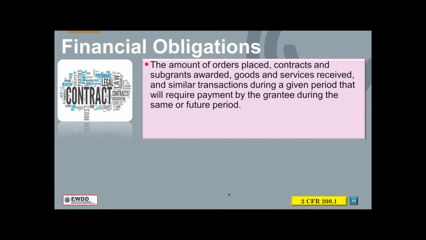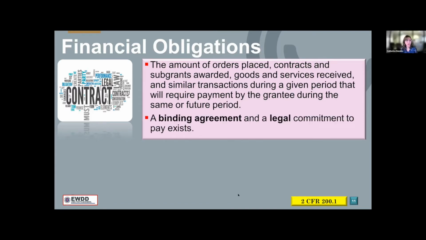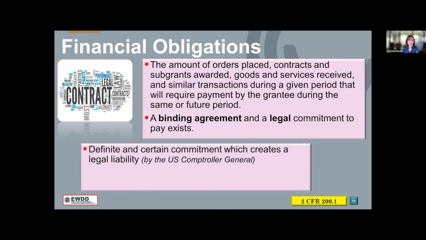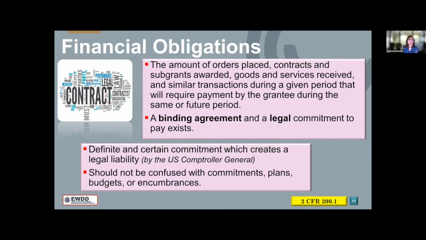Okay. So again, financial obligation is a binding agreement. There's a contract. There's a purchase order. Definite and certain commitment, which creates a legal liability. That's the definition by the U.S. Comptroller General. Should not be confused with commitments, plans, budgets, encumbrances. Those may not necessarily be financial obligations if there's no contract in place. They're good for planning purposes, right? But do you report them as financial obligation in your reporting to the grantor? No.